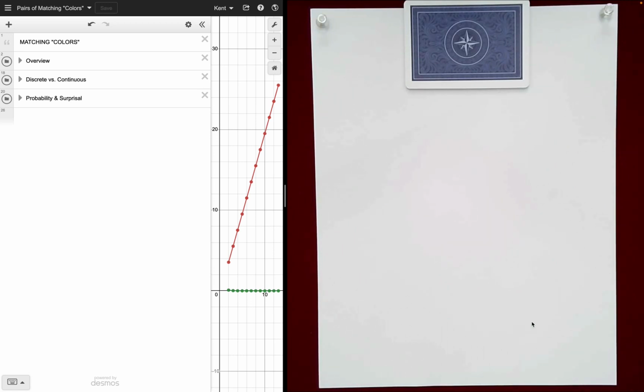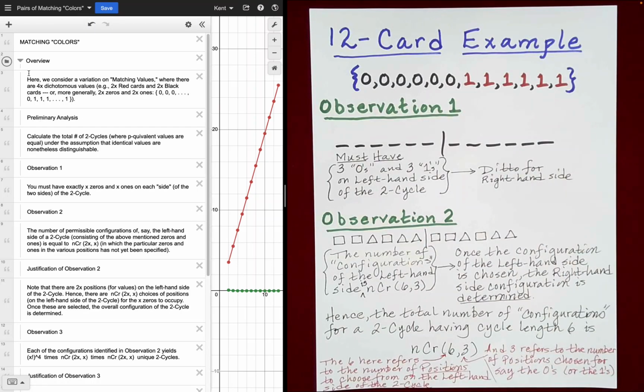And in the end, you match them up perfectly. So here we consider a variation on matching values where there are 4x dichotomous values. For example, 2x red cards and 2x black cards. Or more generally, 2x zeros and 2x ones.